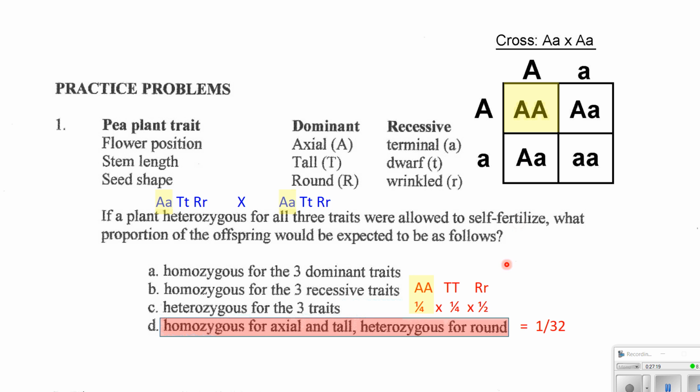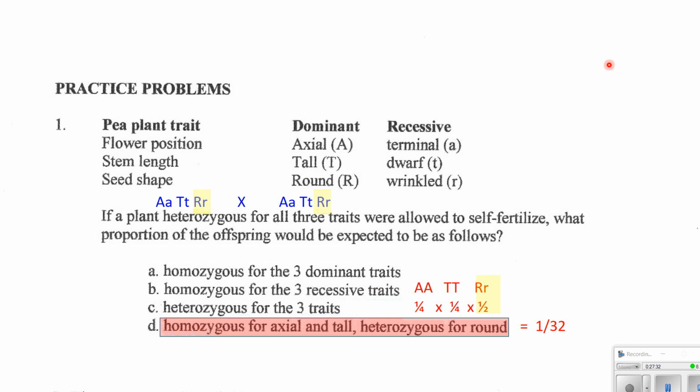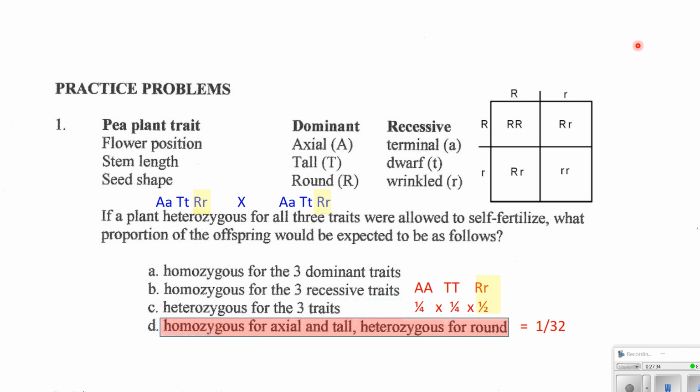Okay, let's do the same thing for R. If you're having trouble understanding why this is a 1/2, let's take big R little r and use a Punnett square to cross it with big R little r. Here's my Punnett square. And notice 2 out of 4 offspring are big R little r. And 2 out of 4 is the same thing as 1/2.